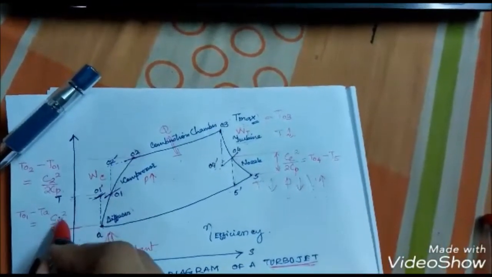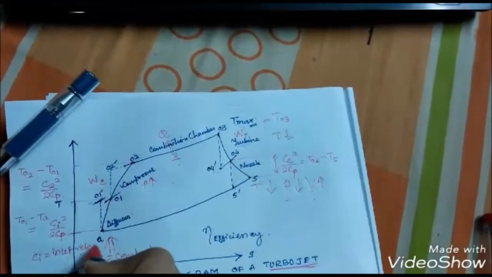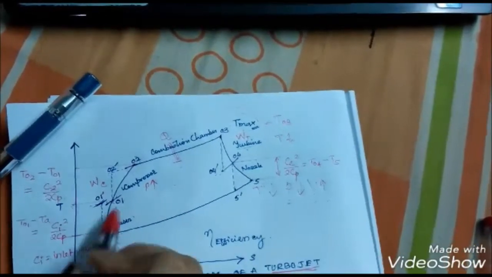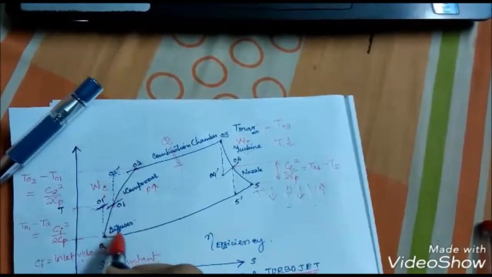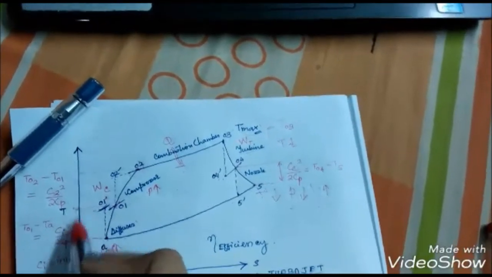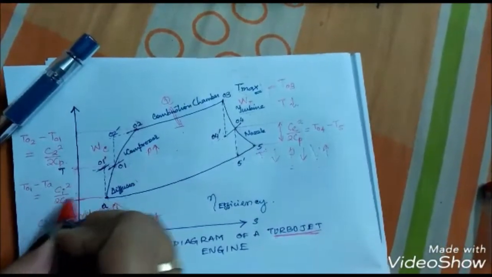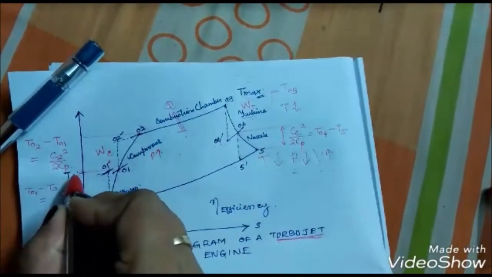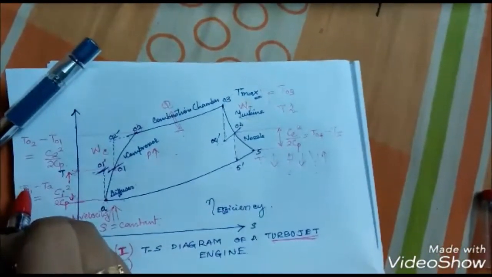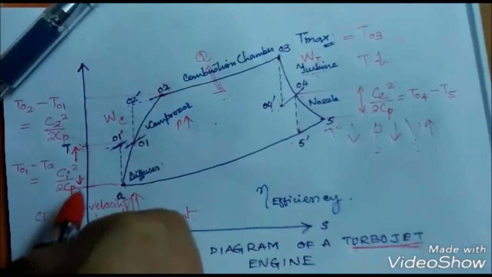Guess that Ci is an inlet velocity. So the Ci is the inlet velocity, the difference of A and 01. The difference of what? A point, draw a horizontal line from here. The difference of these two can be expressed by means of Ci square by 2Cp. That is, T01 minus Ta equals Ci square by 2Cp.